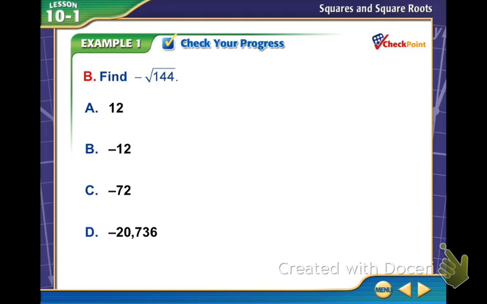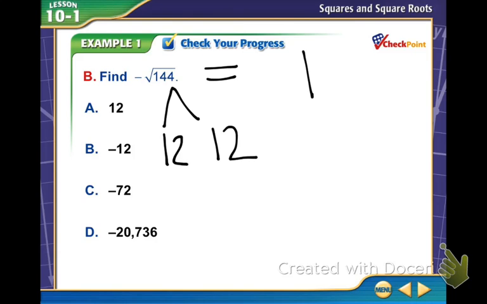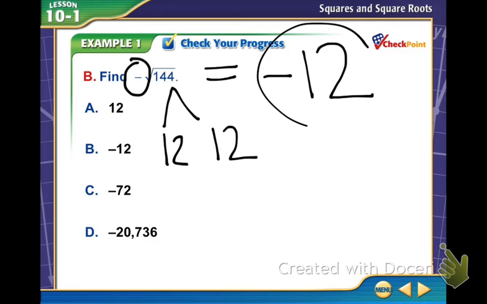Now you find the negative square root of 144. Since 144 is found with the factors 12 times 12, or 12 squared, the answer is a 12, but we have a negative out front, like a negative 1 being multiplied by it, so it's negative 12.